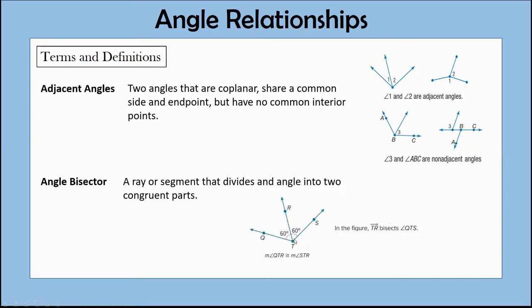In this case, this ray TR is a bisector to angle QTS because it divides it into two 60-degree angles. Since the angles are congruent, then this is an angle bisector. This TR bisects the angle. Okay.